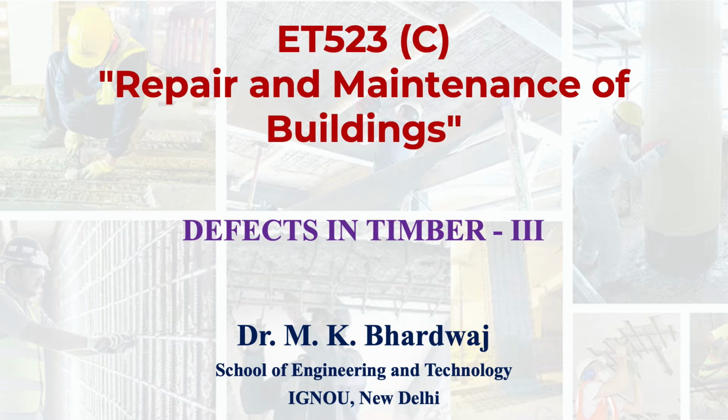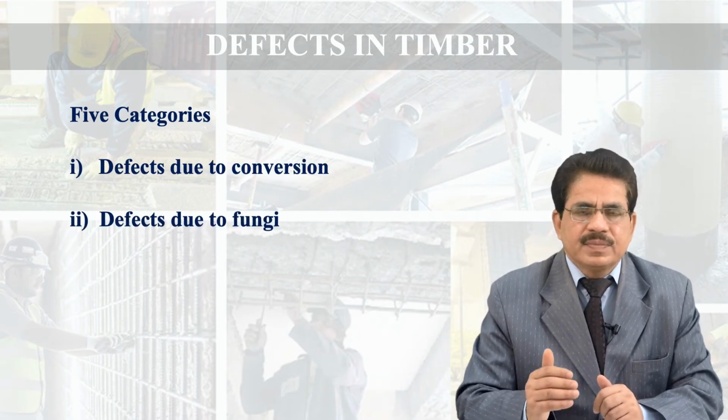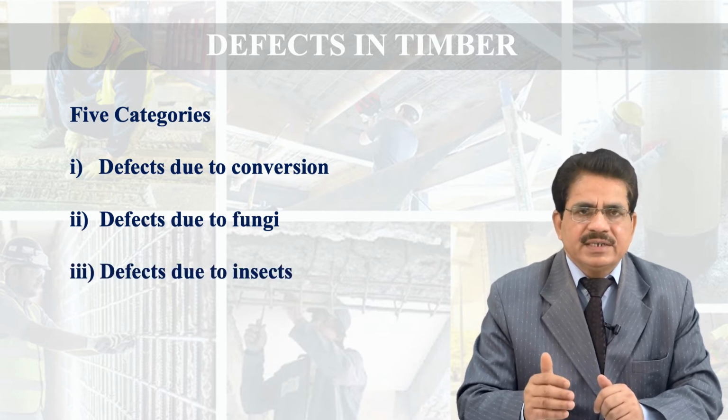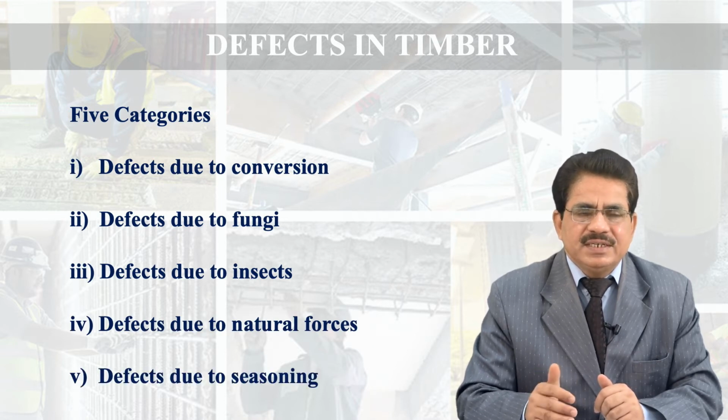As you remember, we were discussing the defects in timber. As you know, the defects in timber can be categorized into 5 different categories. First, defects due to conversion. Second, defects due to fungi. Third, defects due to insects. Fourth, defects due to natural forces. And fifth, defects due to seasoning.